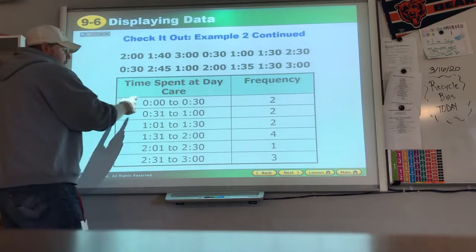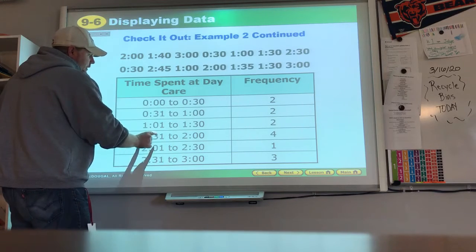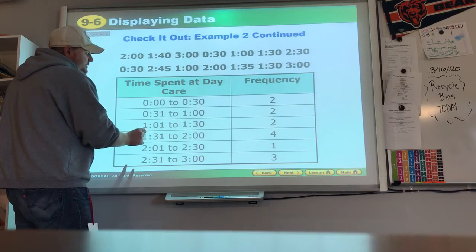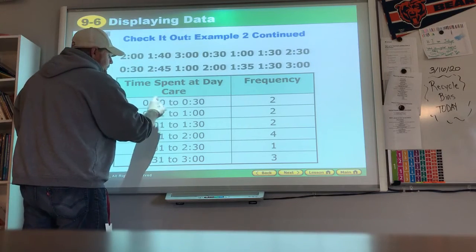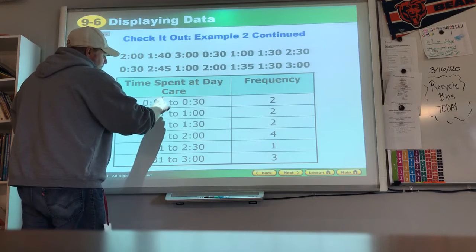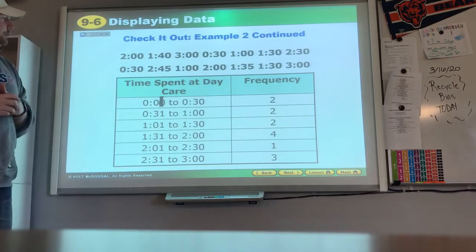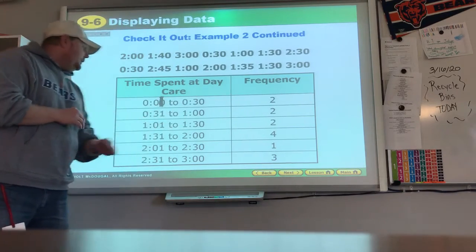ranges. 0 to 30 minutes, 31 to an hour, 1:01 to 1:30, all right? Now, if they're going to do this, they've made one mistake. They should have gone 1 minute to 30 minutes because that makes the break 30 for every one of these.